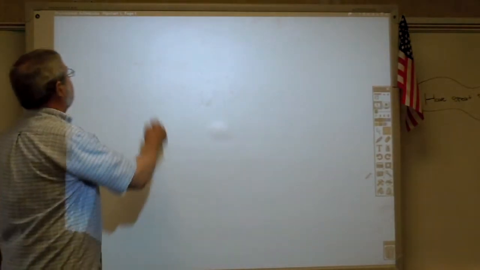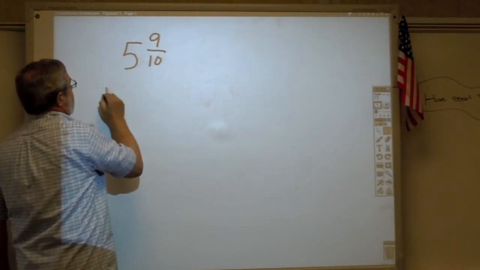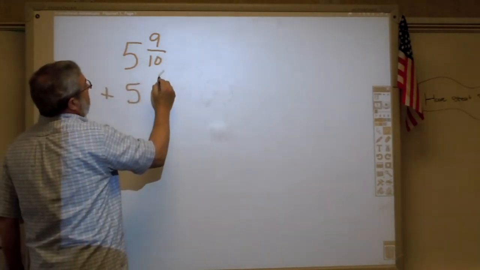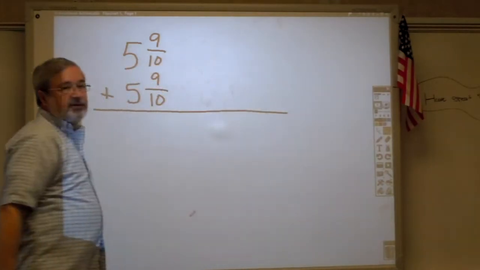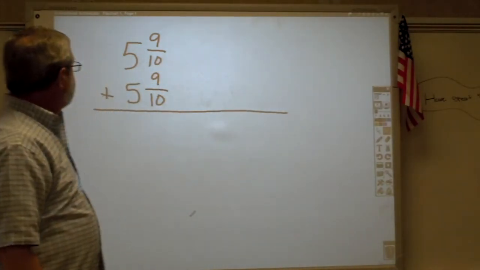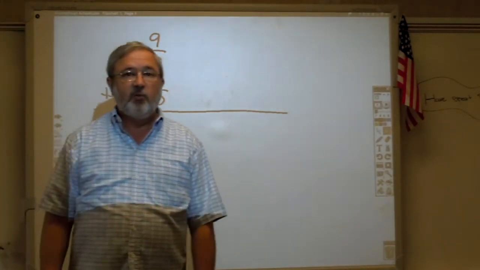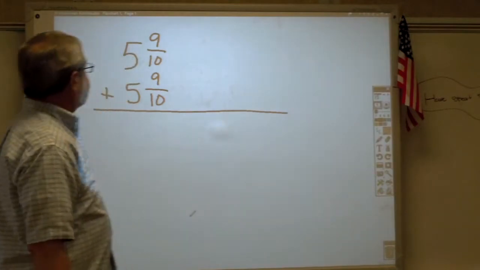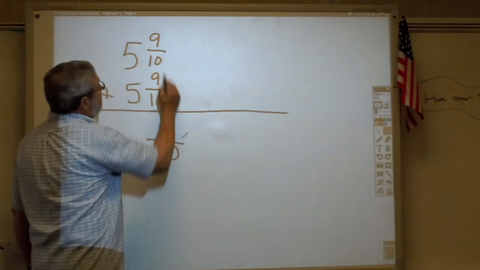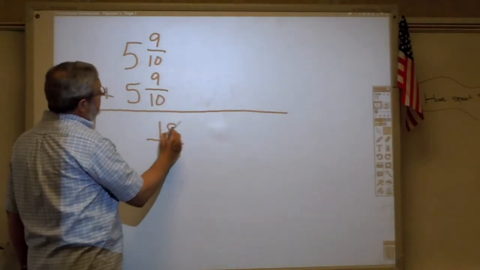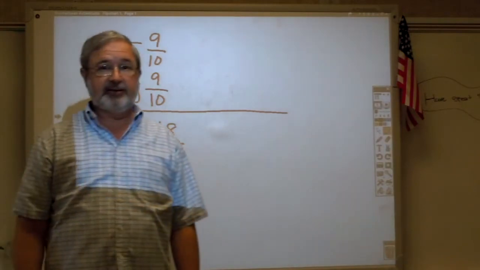Now, one more of these. I'll make these kind of simple right now. Write this one down, 5 9/10 plus 5 9/10. Write that down, pause, work it out, and come back and let's check it. Again, same denominator, don't have to do anything there. 9 plus 9, 18 over 10, 5 plus 5. That gives me an answer of 10 and 18/10.